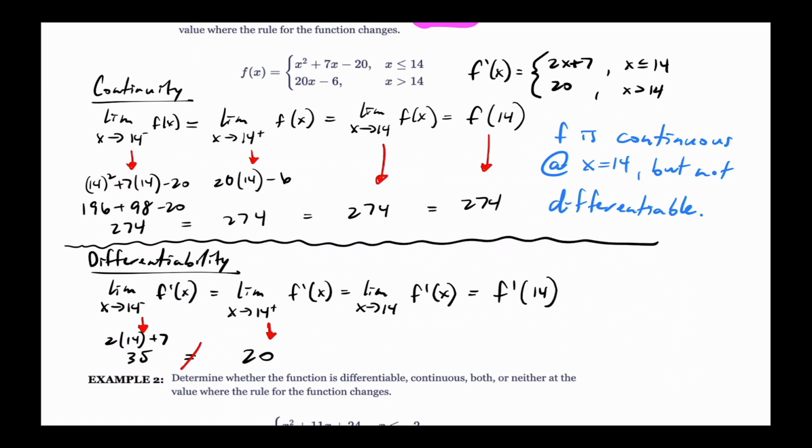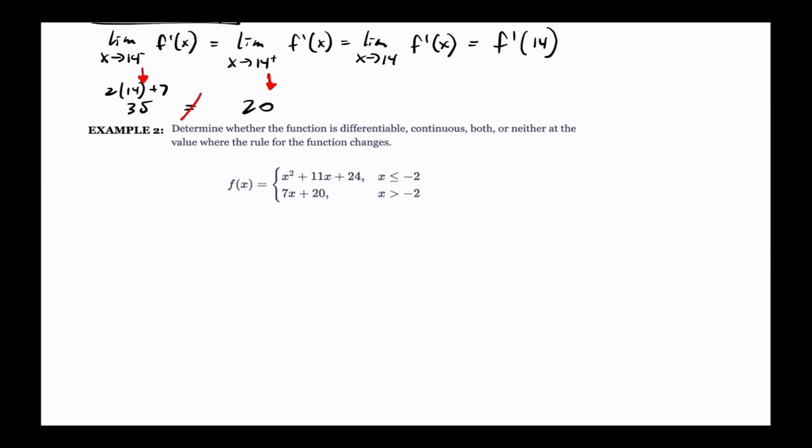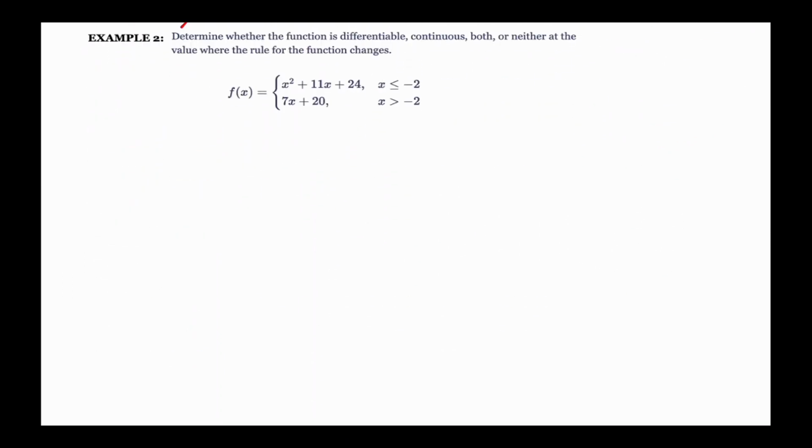Justification is that part there. What is 274? What is 35? What is 20? That's what I need to see. That's your justification there. This is just your conclusion, or your interpretation. All right, so I want you to do number 2 now. Do number 2 on your own and see what you get.